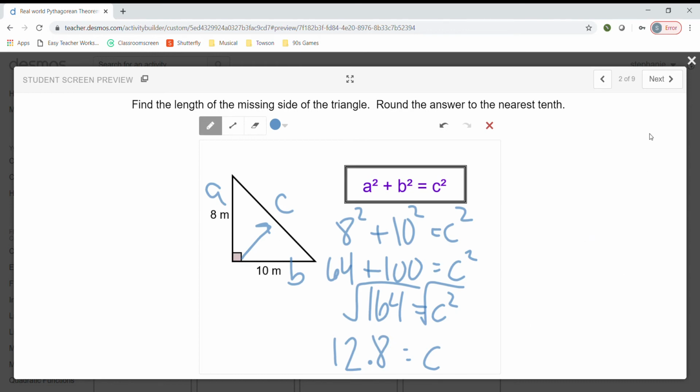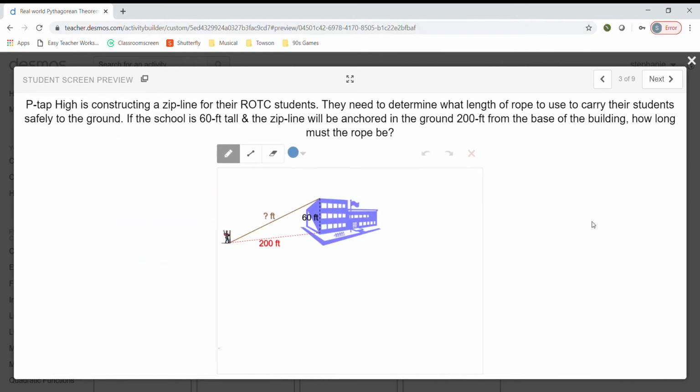All right, now we're going to get into the problems where there's a word problem and we need to create the equation for the Pythagorean theorem. All right, so it says PTAP is constructing a zip line for their ROTC students. They need to determine what length of rope to use to carry their students safely to the ground. If the school is 60 foot tall and the zip line will be anchored in the ground 200 feet from the base of the building, how long must the rope be?